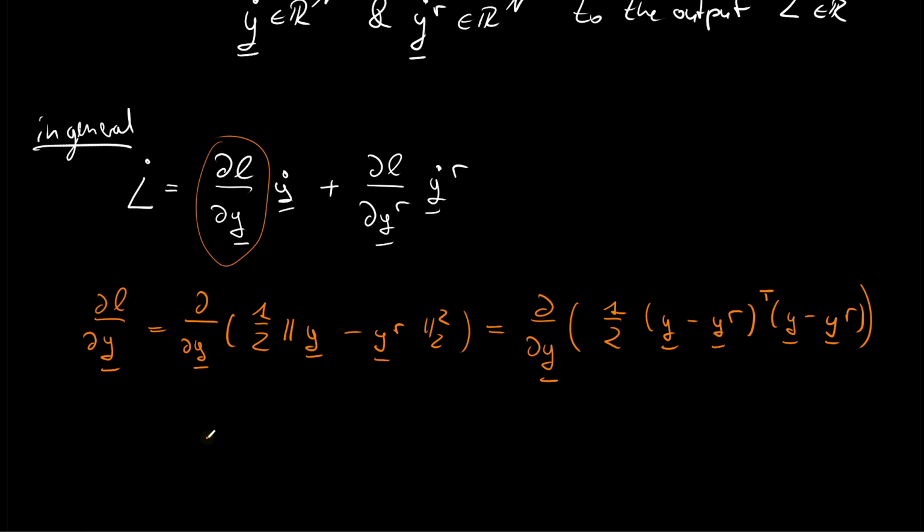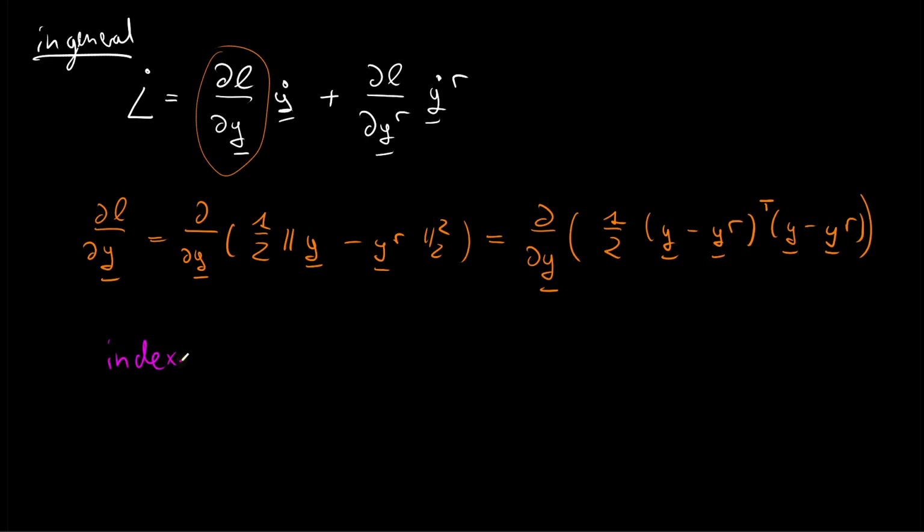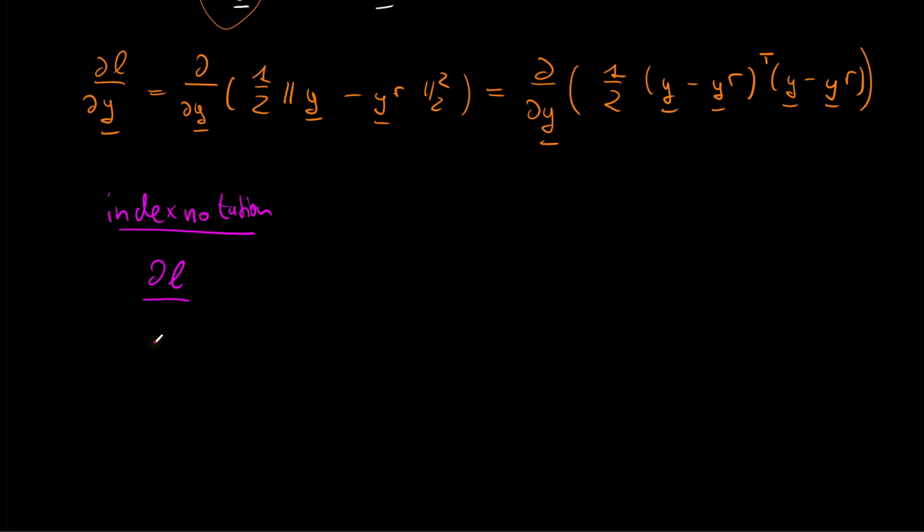So I think it is more helpful to do it in index notation. So let's do that in index notation. And in order to do that, we will say we take the derivative of the loss, which is a scalar value, so it does not have any indices here, with respect to yi, with respect to the ith component of the vector y, which is an input of it. So this is the derivative with respect to yi.